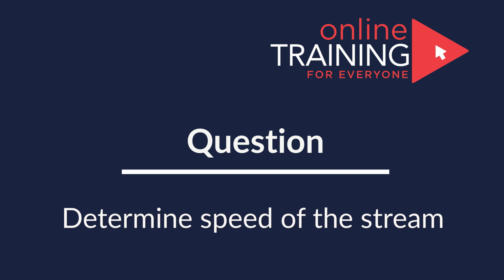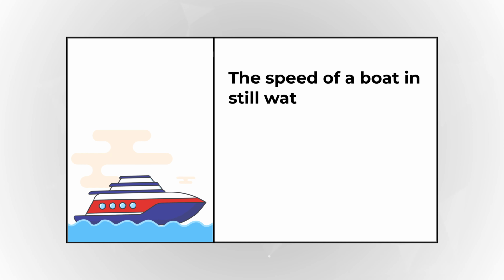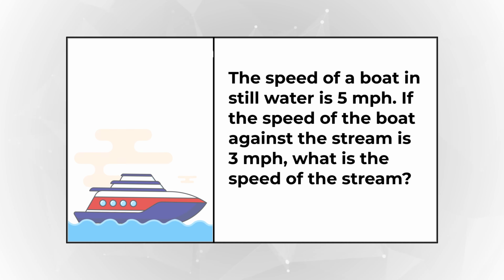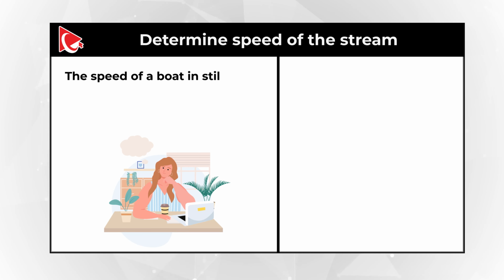Here's the very interesting problem, which tests your math knowledge. You need to determine the speed of the stream. The speed of the boat in still water is 5 miles per hour. If the speed of the boat against the stream is 3 miles per hour, what is the speed of the stream? You're presented with 4 different choices.